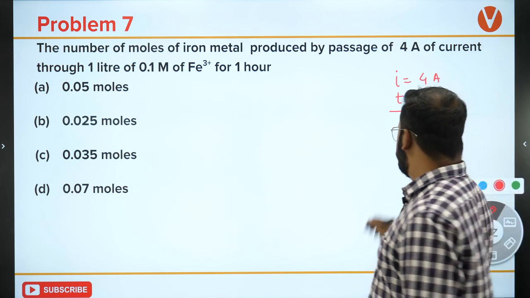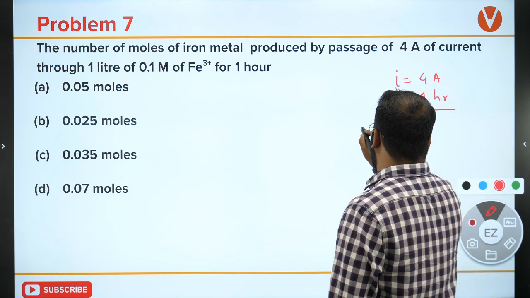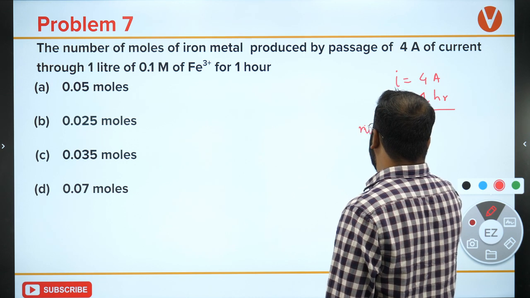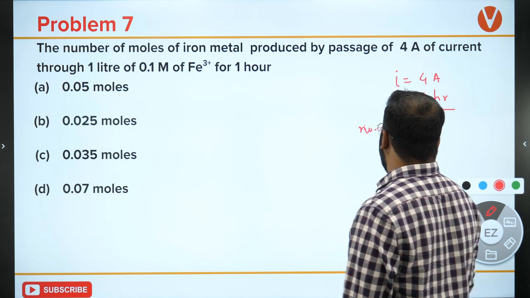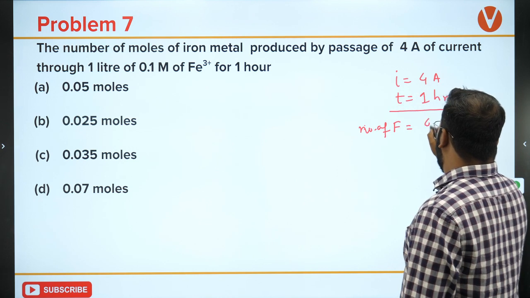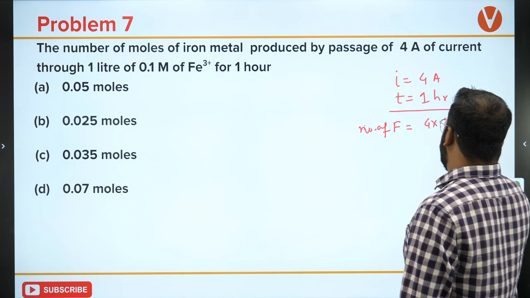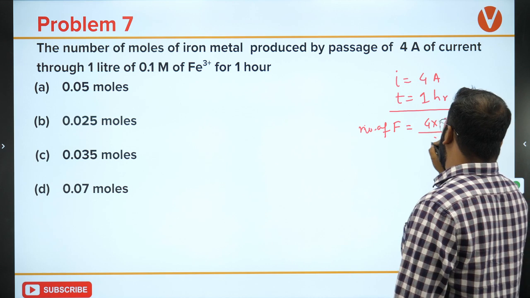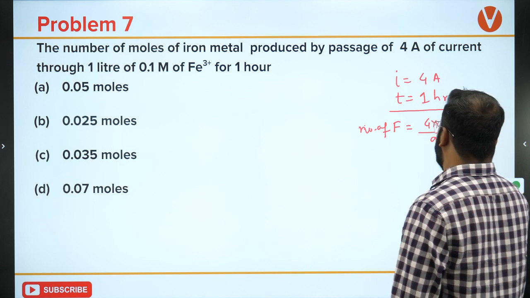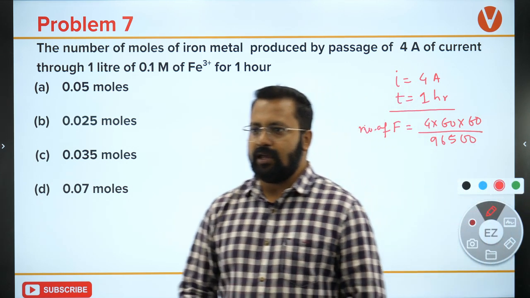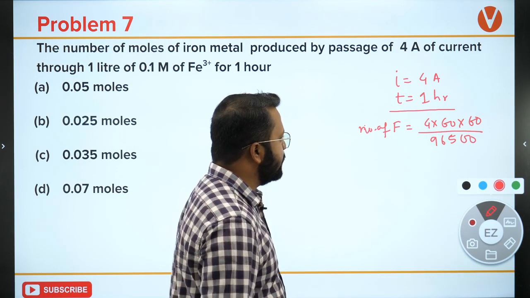How many Faradays is this? So this will be the number of Faradays: 4 times 60 times 60 by 96500. How much will this come to? How many Faradays would this be? How much should it be?